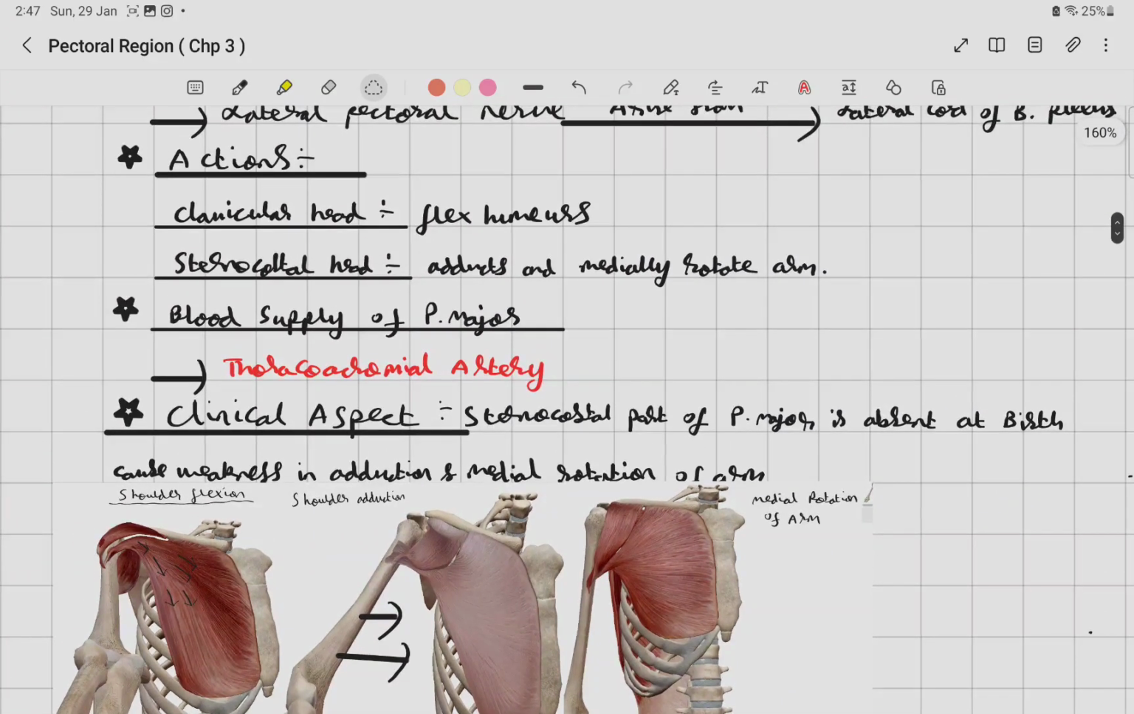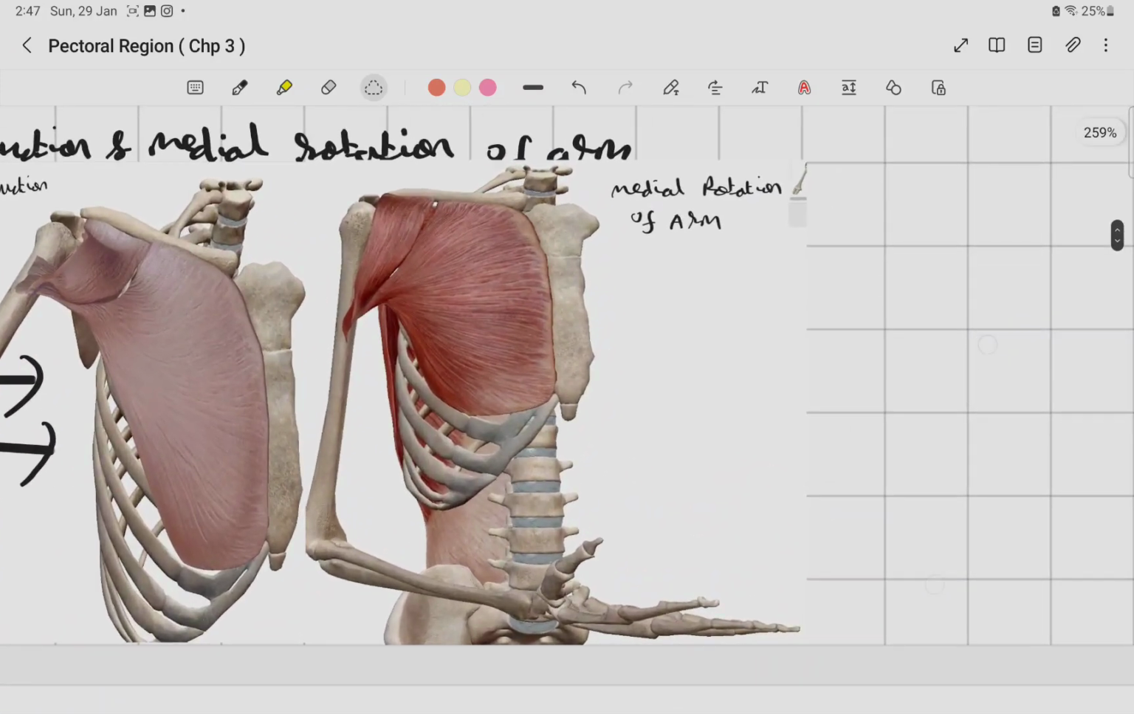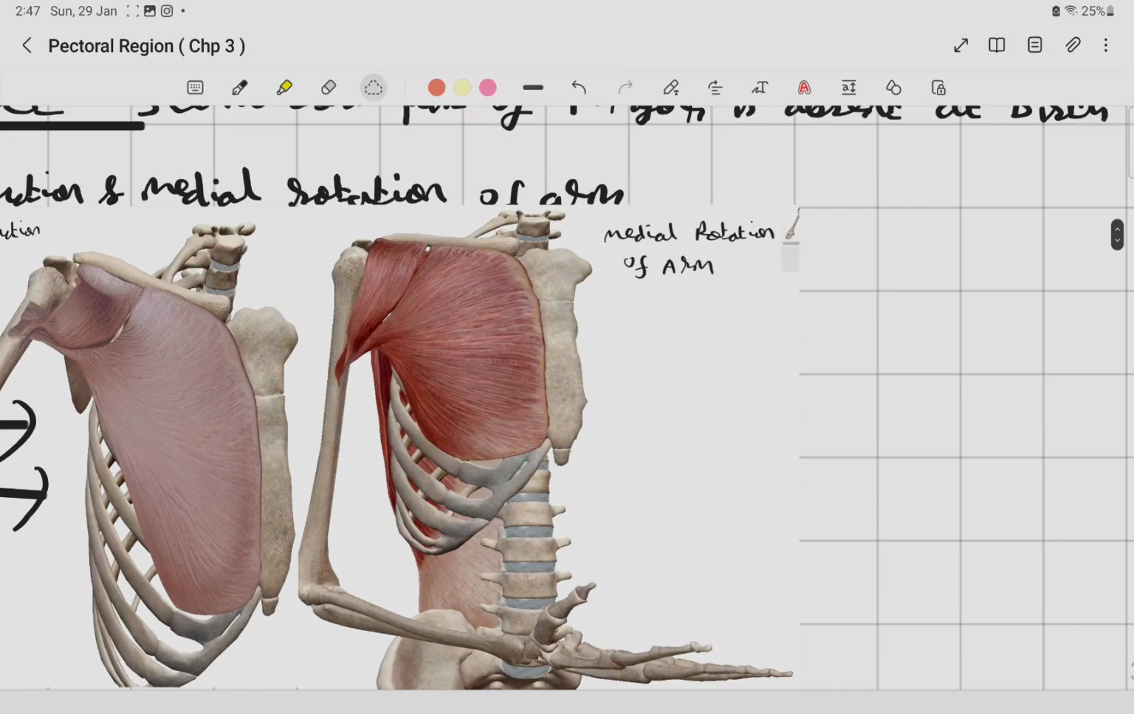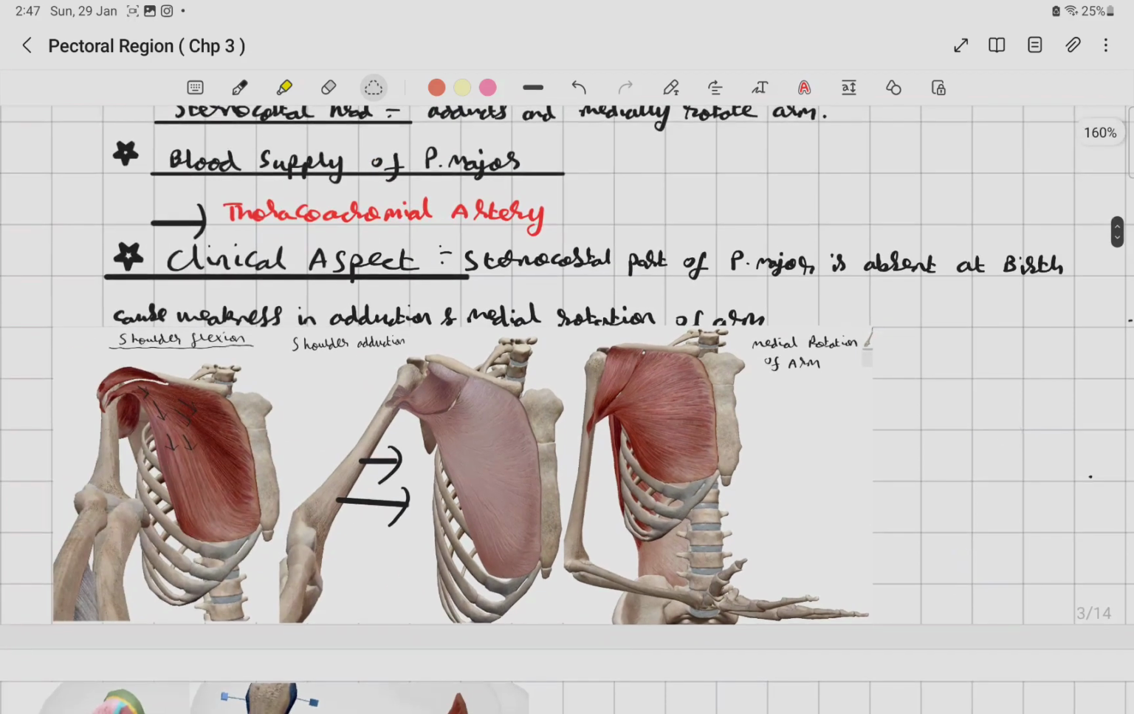And next, the medial rotation of the arm. The sternocostal head also helps in the medial rotation of the arm. As you can see here, this is the medial rotation of arm. As the sternocostal head contracts, the arm rotates medially, that is towards the midline of our body or the mid axis.